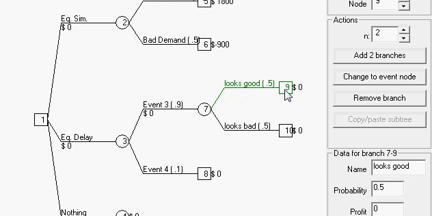All right, now if it looks good, we're going to make a decision based on that information. So we see things that are looking good, and we now have two choices. We can build the equipment, or we can do nothing.